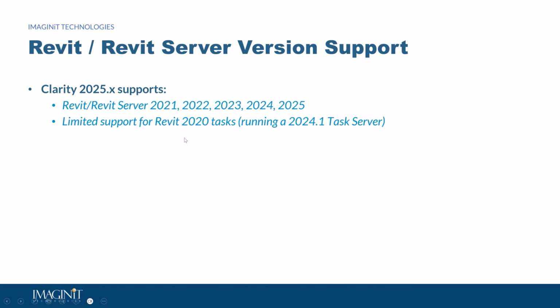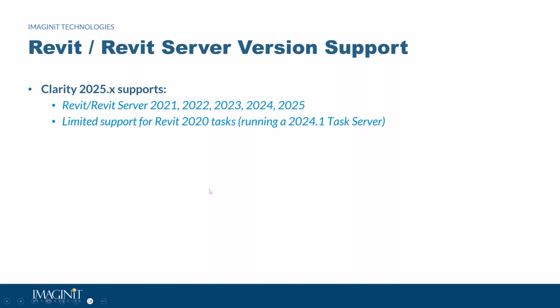So we do have the limited support, and that means you can still run Revit 2020 tasks if you connect an older task server to your 2025 Clarity host server. So that machine can run the 2020 through 2024 tasks, and then other newer machines, other task servers that you upgrade, can run 2021 through 2025. So we're hopeful that by supporting 6 versions, that's enough for people. I know that there will always be exceptions to that, but our hope is that you can move up to the newest version of Clarity and get support for the new features.